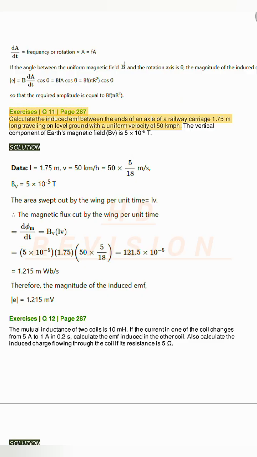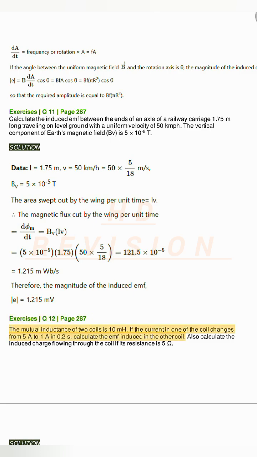Exercises Q11, page 287. Calculate the induced EMF between the ends of an axle of a railway carriage 1.75 meters long traveling on level ground with a uniform velocity of 50 km/h. The vertical component of Earth's magnetic field, B V, is 5 times 10 to the minus 5 T. Solution.